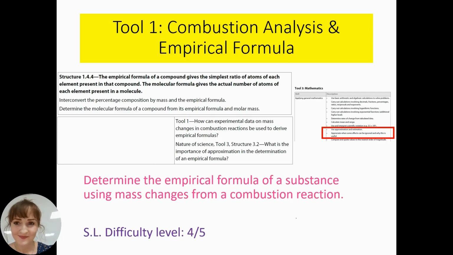Welcome to Curium. As part of Tool 1, you are expected to be able to determine the empirical formula of a substance using the mass changes which you obtain from a combustion reaction. Note that the concept of empirical formula could be assessed in paper 1A or in paper 2, but the experimental perspective of empirical formula is most likely to be found in paper 1B.